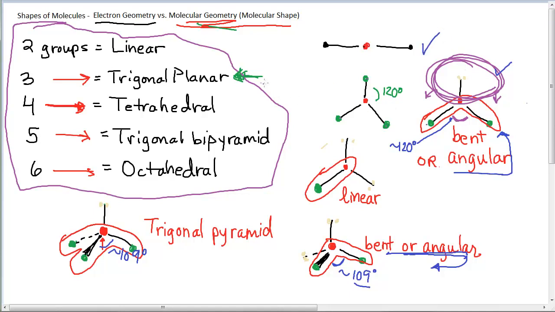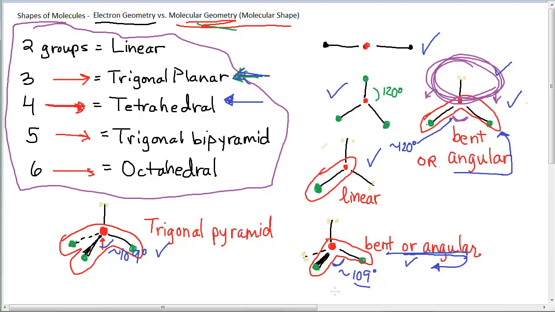With a trigonal planar electron geometry, we can have a trigonal planar molecular geometry if all 3 groups have atoms attached. We could have a bent or angular molecular geometry if we end up with a lone pair, or we could have a linear geometry if there are 2 lone pairs and 1 atom attached. With a tetrahedral electron geometry, we might have a tetrahedral molecular geometry if there are 4 atoms attached. We could end up with a trigonal pyramid molecular geometry if there is a lone pair, or we could end up with bent or angular if there are 2 lone pairs.